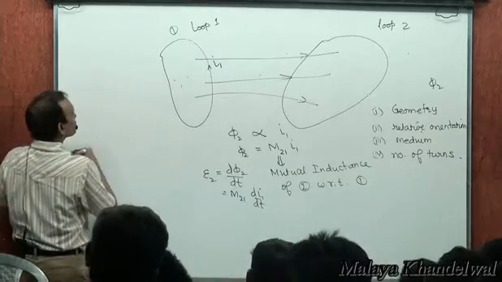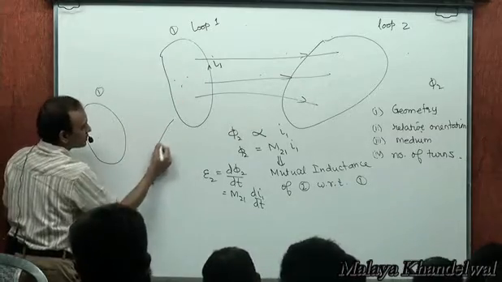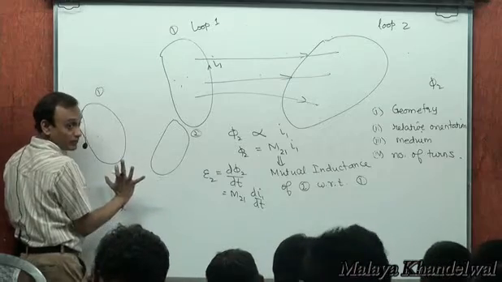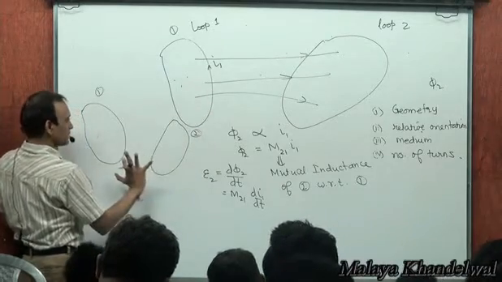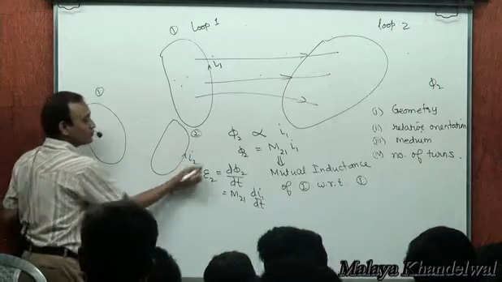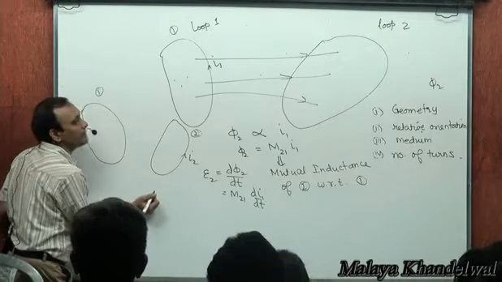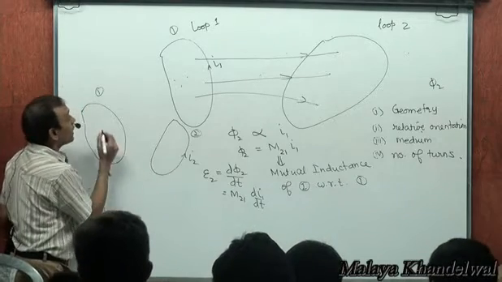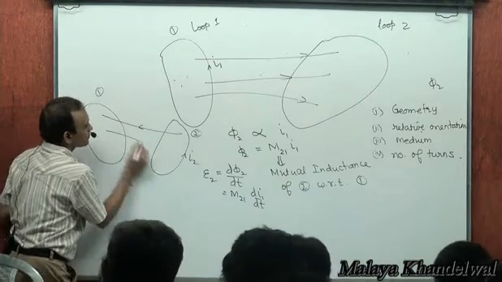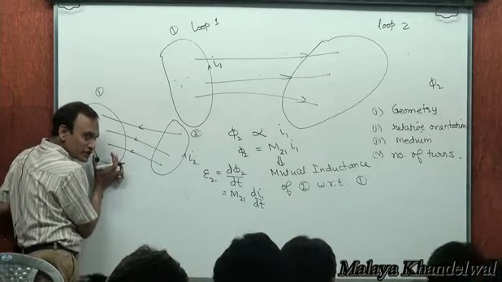Now reverse the roles. This was loop 1, same loop, and this was loop 2, same relative orientation, same geometry, everything remaining the same. I'm not tinkering with this, but what I do is I drive a current into loop 2. This time, hypothetically imagine that a current is being driven into loop 2, and that will produce B in the surroundings, which will cause B lines to pass through 1. So there would be a flux associated with 1.